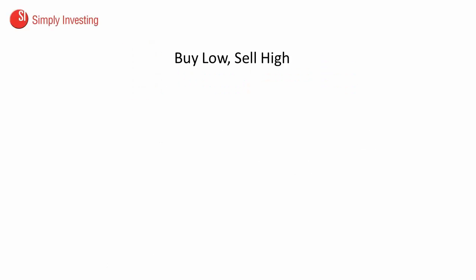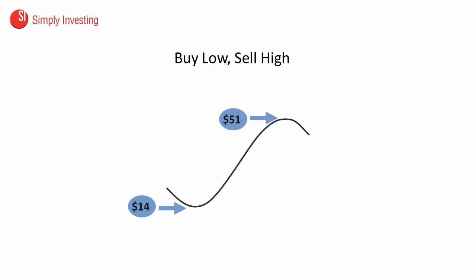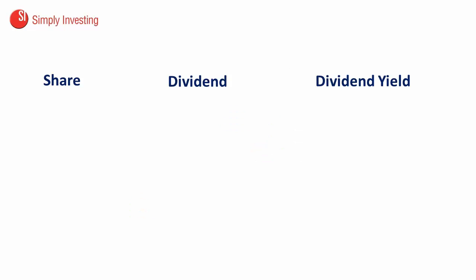How to figure out if a stock is worth buying, or in other words, how to determine if a stock is undervalued. Everyone says to buy low and sell high. Stock prices go up and down all the time, and in this example, you can see why it's important to buy low. You'd want to buy the stock at around $14 as opposed to closer to $51. In this video, I'm going to show you exactly how to know when a stock is priced low and when it's priced high. But first, we need to quickly go over three definitions.